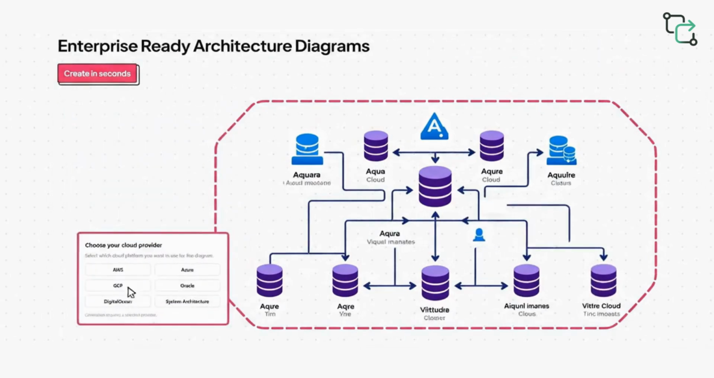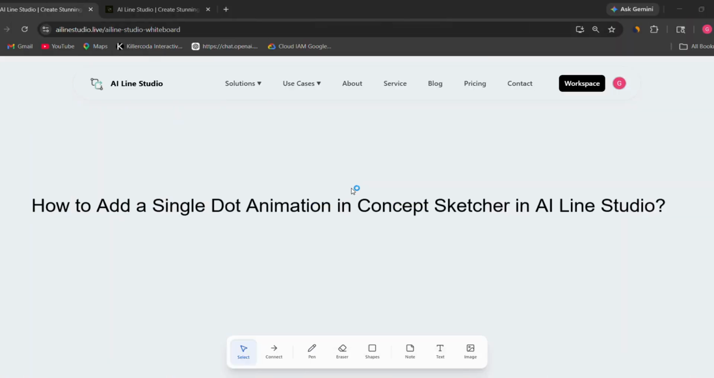Clear, structured, production ready. Hello everyone, welcome to AI Line Studio tutorial 82, and today's topic is how to add a single dot animation in Concept Sketcher in AI Line Studio.